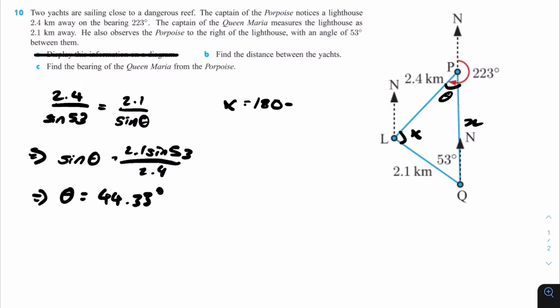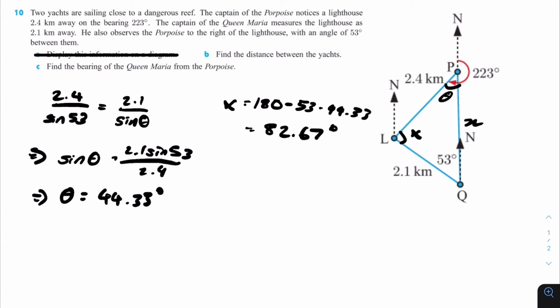So that means this angle at L, which I'm going to call alpha, alpha is equal to 180 minus 53 minus 44.33, which is equal to, let me just do that real quick. So that's 82.67 degrees. So that's what we're going to assume alpha to be. And now we can just use the sine rule again to solve for x.